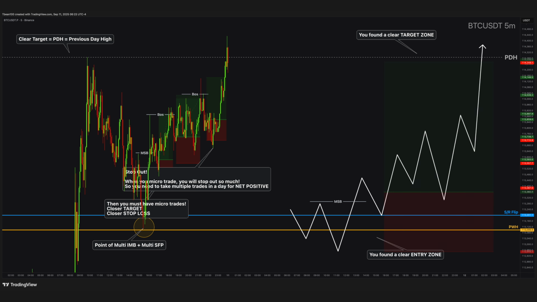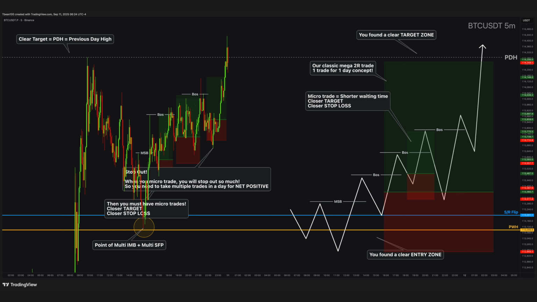So, as a regular trader, you might set up one big trade with a large stop loss as a day trader. That's the classic approach of taking one single trade per day. However, since this type of trade usually takes a long time to play out, if you want shorter trades, basically scalping, you need to ride the trend from your entry zone all the way to your target zone. And instead of waiting for one large move, you start taking micro scalping trades along the way, each with smaller targets and tighter stop losses.